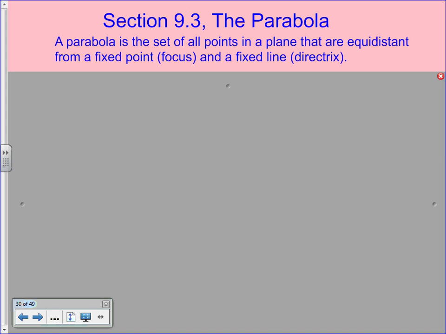A parabola is a set of all points in a plane that are equidistant from a fixed point, which is called the focus, and a fixed line, which is called the directrix. Okay, a parabola is a set of all points in a plane that are equidistant from a fixed point and a fixed line.